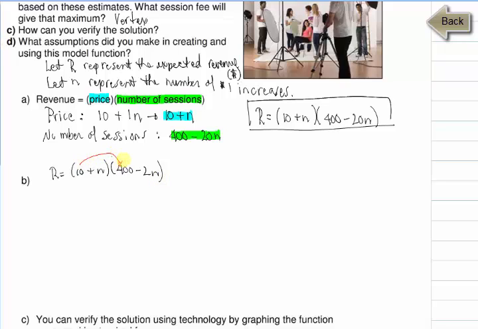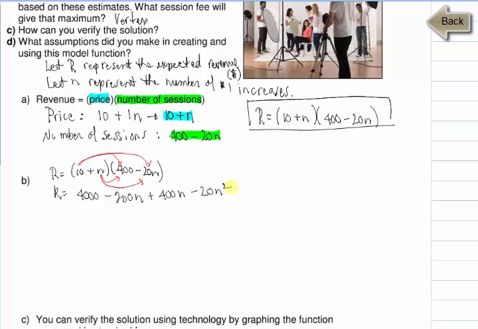Okay, so we're going to go this times this. 10 times 2n, n times 400, n times negative 2n squared. So when I expand, I get 10 times 400, which is 4,000, 10 times negative 20n, which is negative 200n. N times 400, and n times negative 20n, which will give us negative 20n squared.